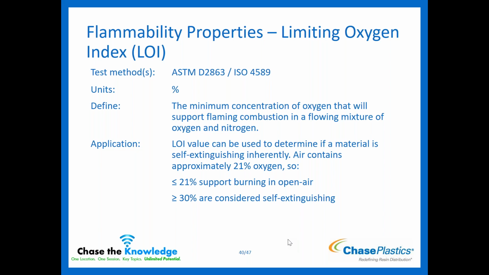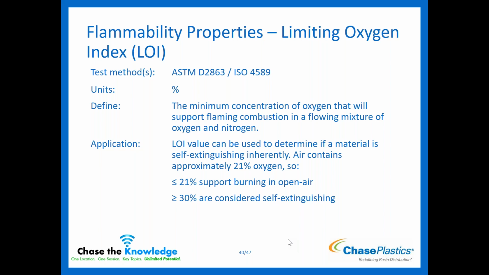So the value can also be used just quickly to determine if material itself is going to be self-extinguishing or if it's to be one that continues to burn and support open air burning. So we're going to probably have to add some type of flame retardant package if we don't want it to continue to burn. So on average, we like to say that there's about 21% oxygen in the air. So anything that is less than or equal to 21%, so the value of 21 or lower, it's going to support open air burning. Because if you're looking at a grade and the LOI is 14, it only needs 14% to continue to burn. If we've got 21% in the air, it's going to keep burning.